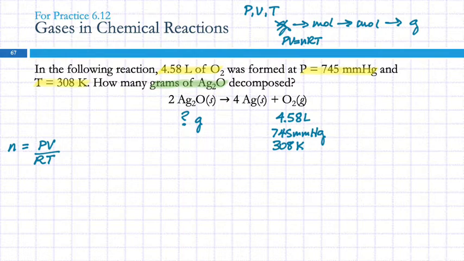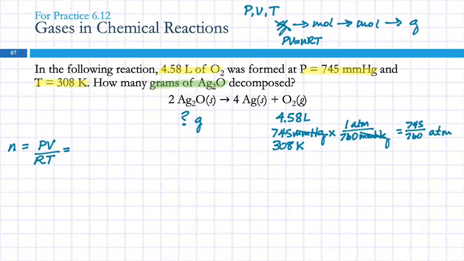So we need the pressure. Can we use millimeters of mercury? No, we can't. So we have to convert that to atmospheres. So we're multiplying by atmospheres, dividing by millimeters of mercury. The millimeters of mercury cancel out. And so that ends up being 745 over 760 atmospheres.